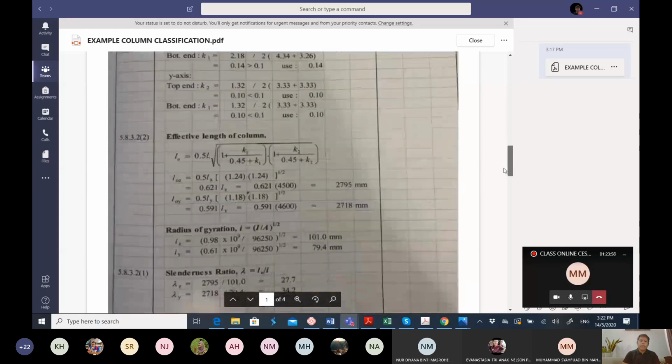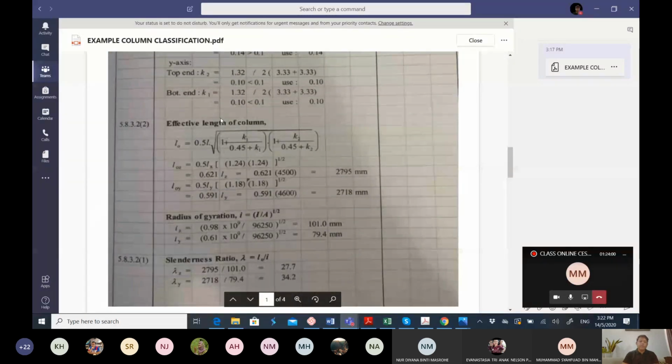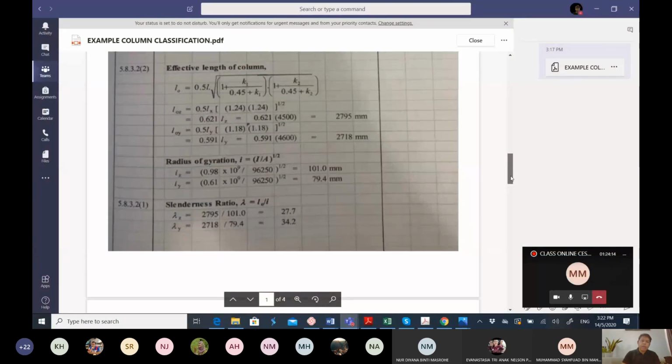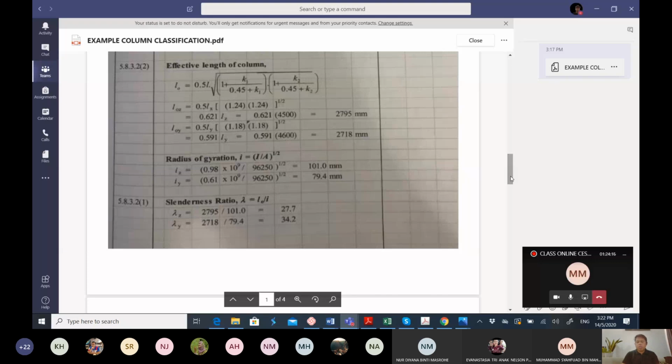And then the K1 value is from the previous one. For the Z axis, you take the Z axis, and for the Y axis, you take the Y axis, and you will get the effective length. You have to remember this formula, but it is an open book test, so you don't worry about that. You will have your own reference.